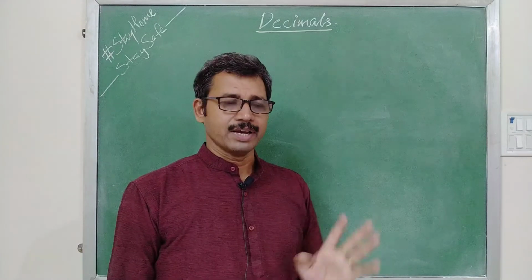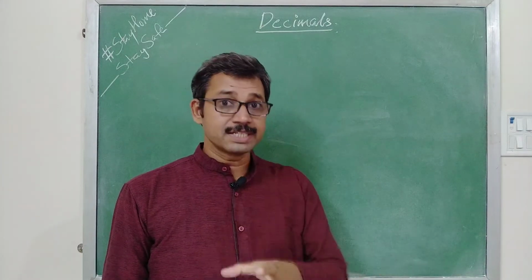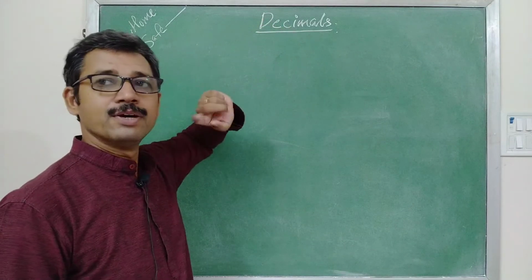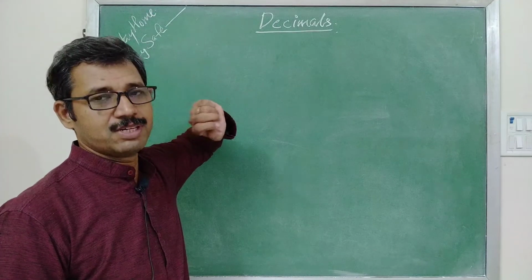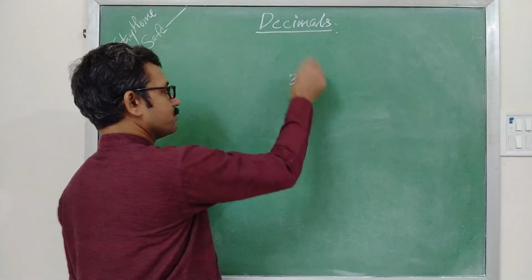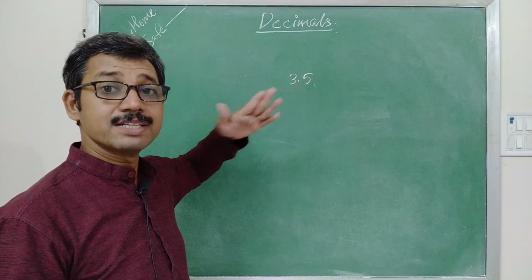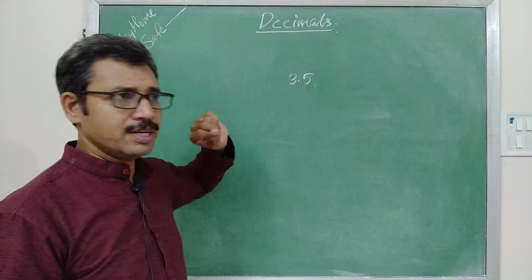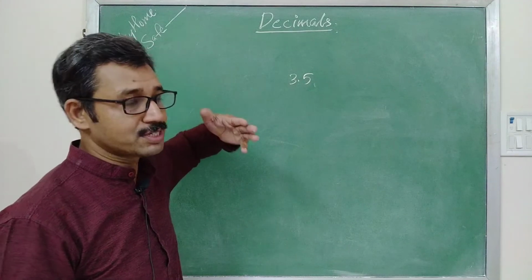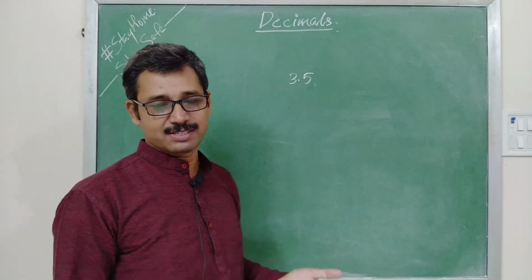So here, when a fraction can be written in the form of decimals. You know what decimals means, where we are using the point. For example, 3.5. What is 3.5? It is called a decimal fraction. Now we have to study this decimal fraction, how to compare decimal fractions, and the addition of decimal fractions.